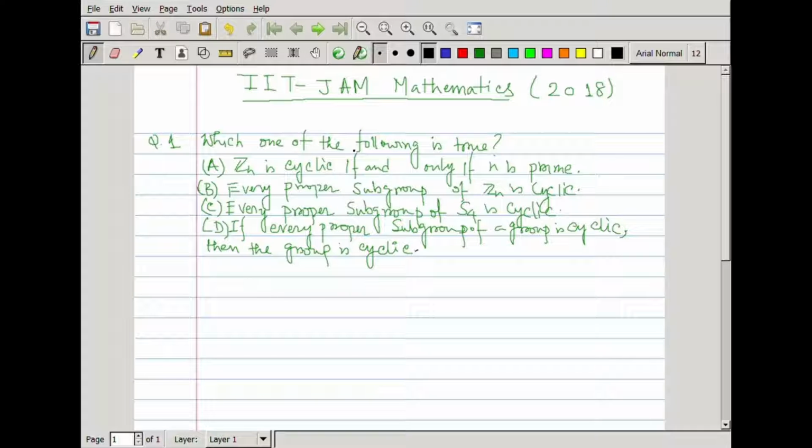Hello everyone, here is another question from IIT JAM Mathematics year 2018, and this is question number 1. The question is as follows: which one of the following is true?